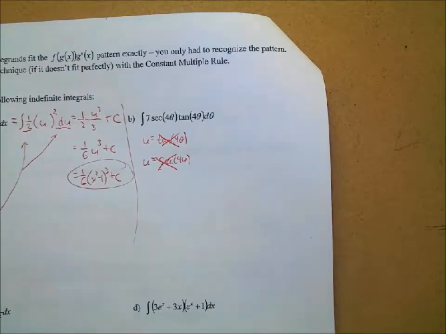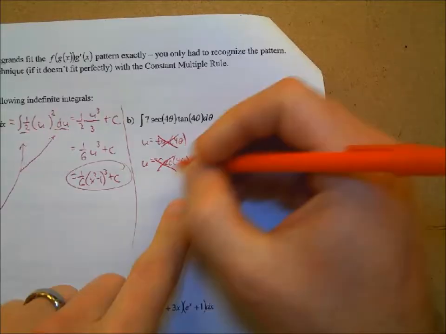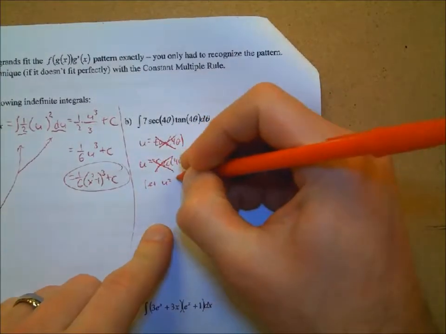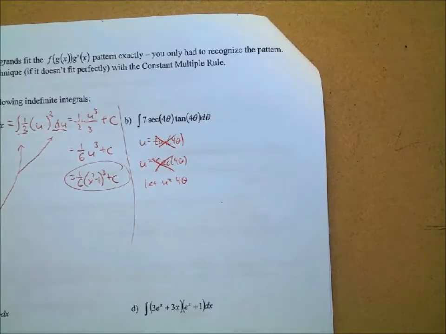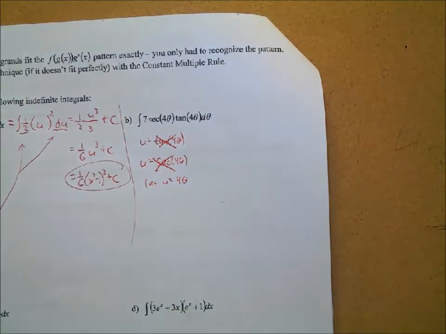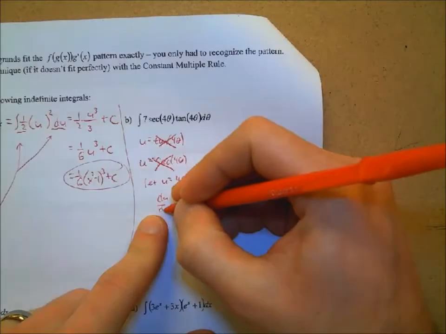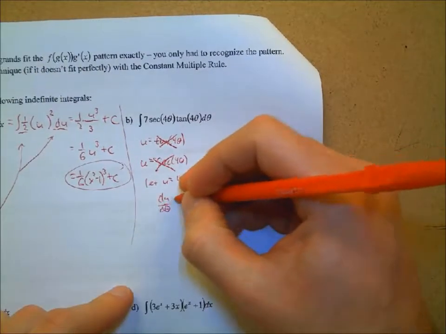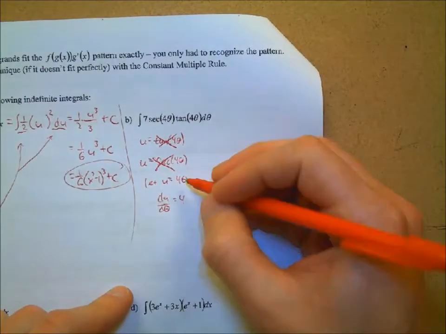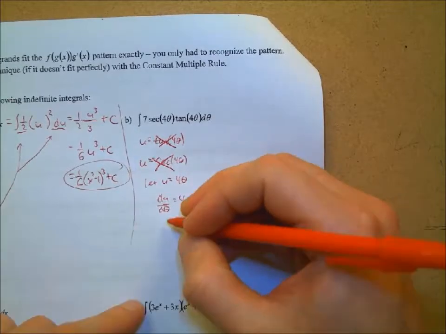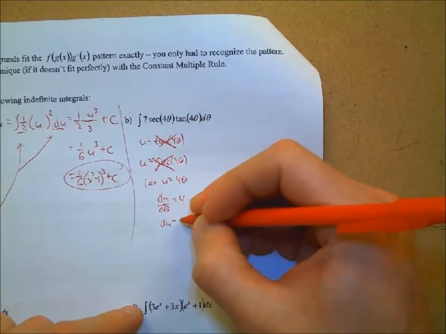So what is our u? Landon? 4 theta. It's only 4 theta here. Okay, only 4 theta. Because we'll take the derivative here with respect to theta in this case. So the derivative of 4 theta is 4 with respect to theta there, and so we get du equals 4 d theta.